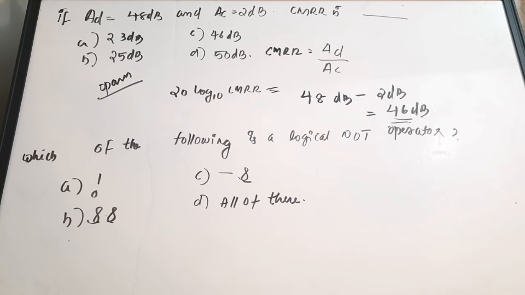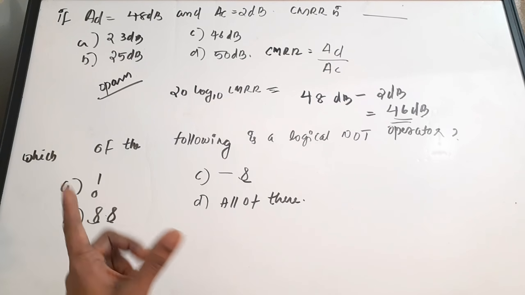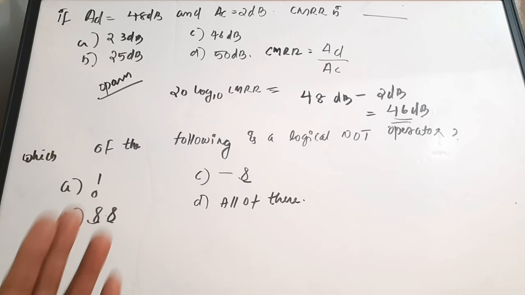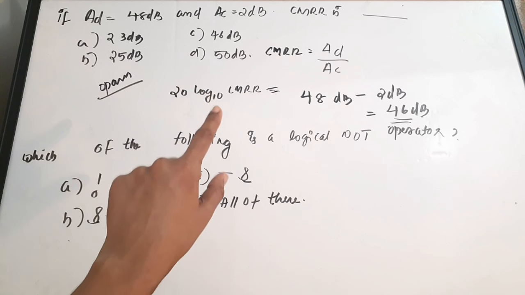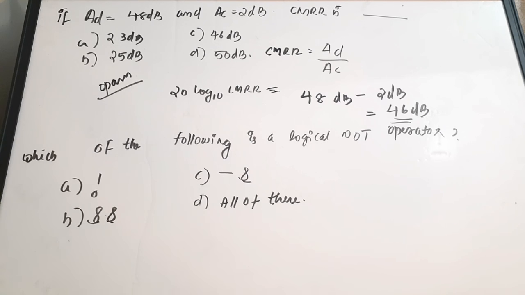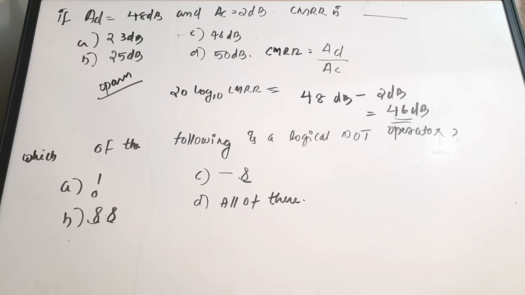Okay. It is a very simple question. You just have to understand that since it is given in dB, you have to take the difference simply. You don't have to take the ratio or anything. You just have to take the difference between the differential mode gain and common mode gain. And the answer you will be getting is C, which is 46 dB, the correct answer.